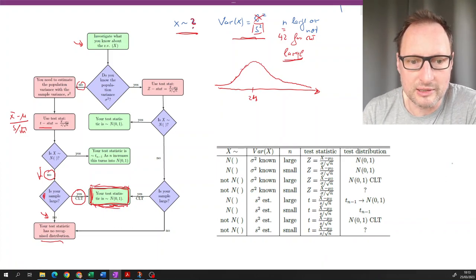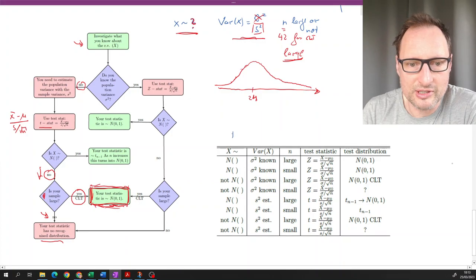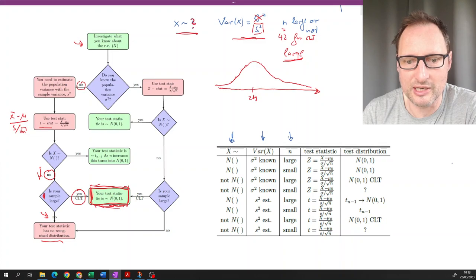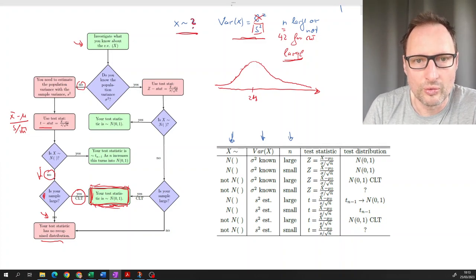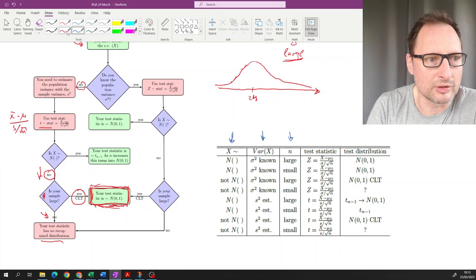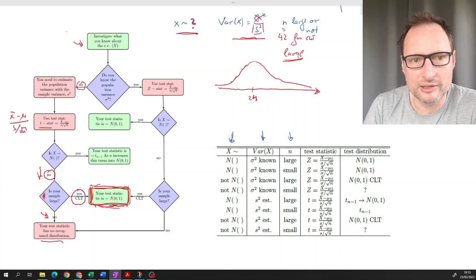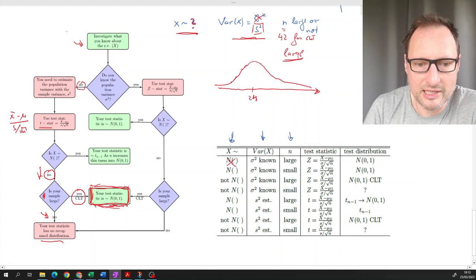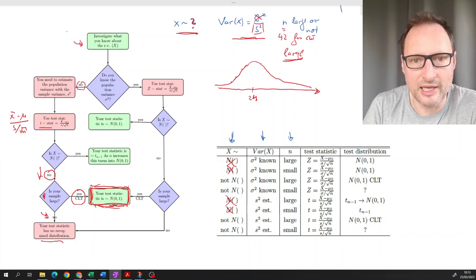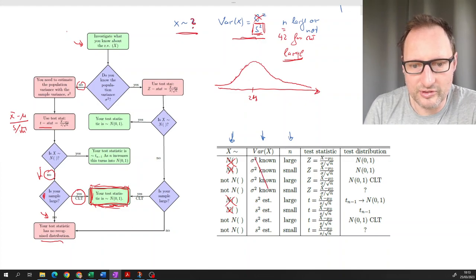So we needed three things to decide: the distribution of x, the variance of x, and the sample size, large or small. So we decided, and we use the red pen to exclude things here, that our distribution, we couldn't say it's normal. So these cases were not applicable to us. Then we didn't know sigma squared. So all of these cases here were out of the picture. That means there were only two cases left.